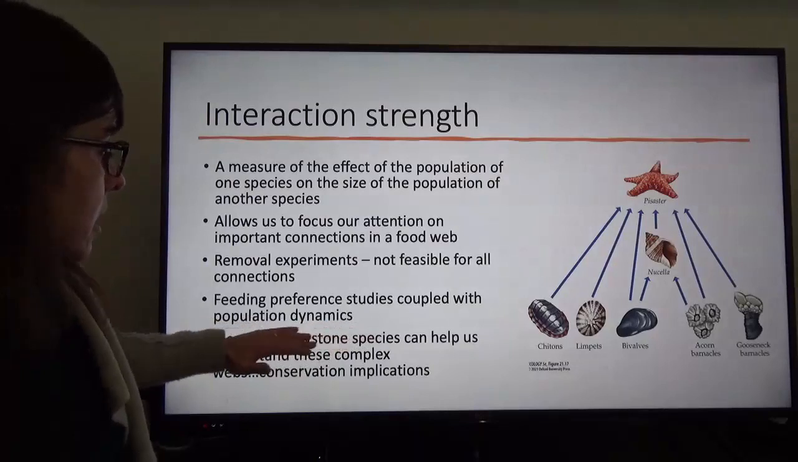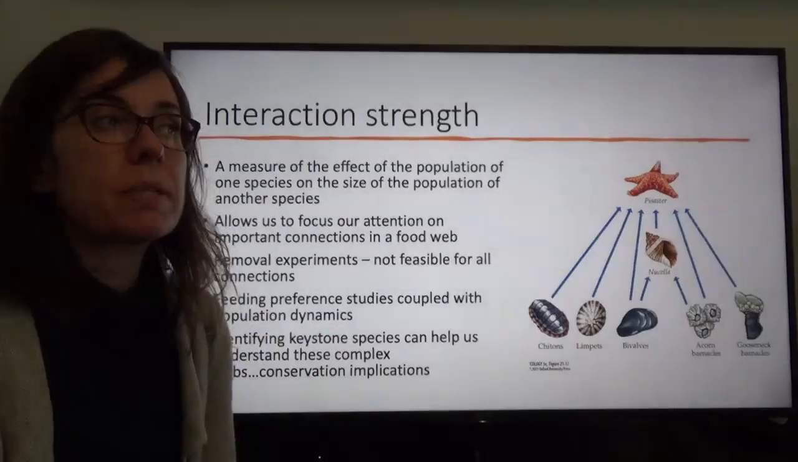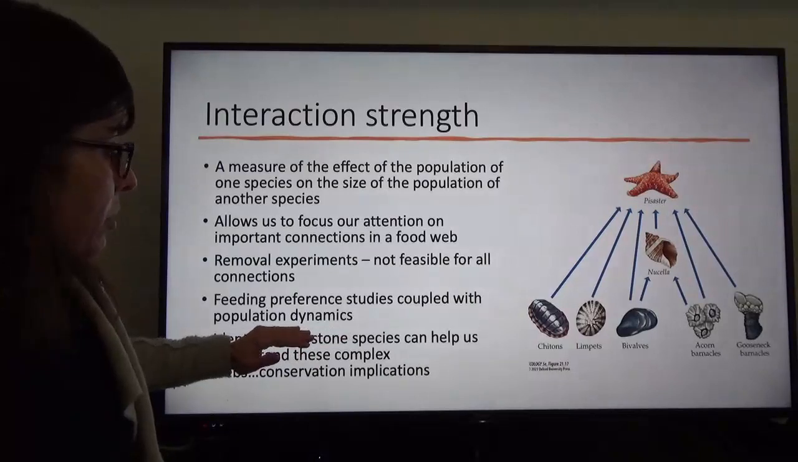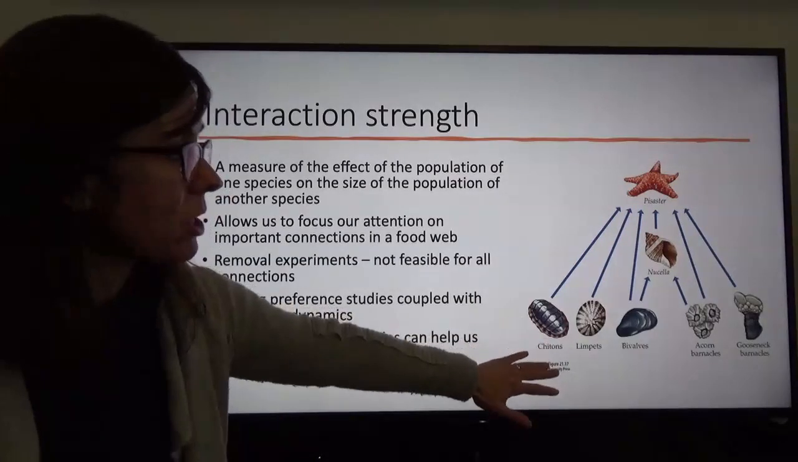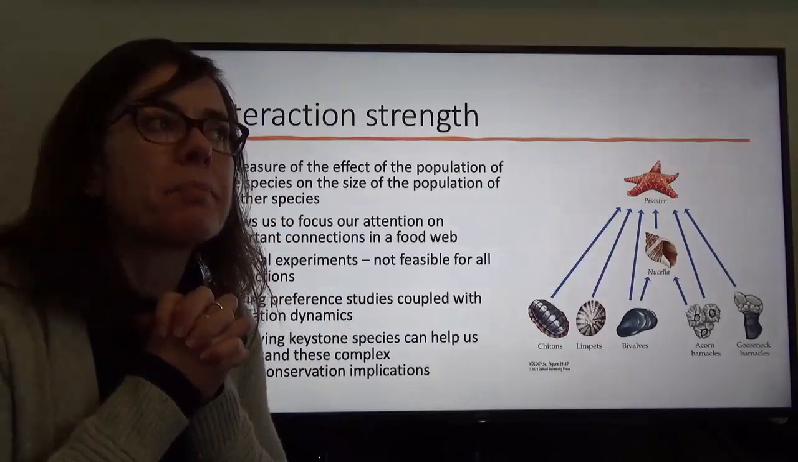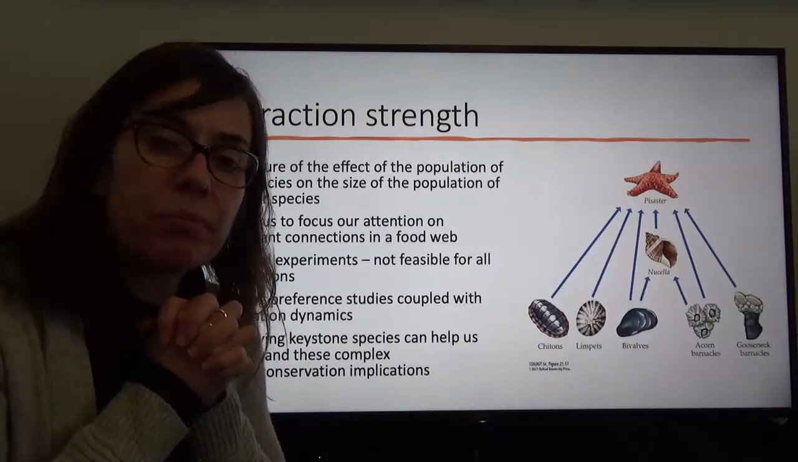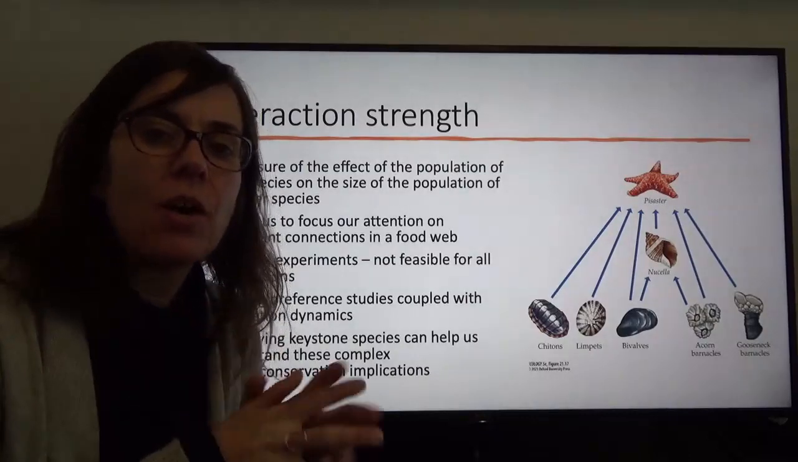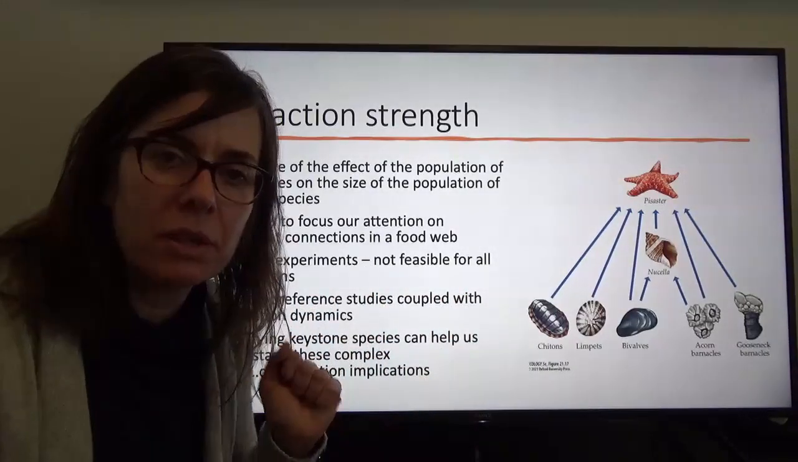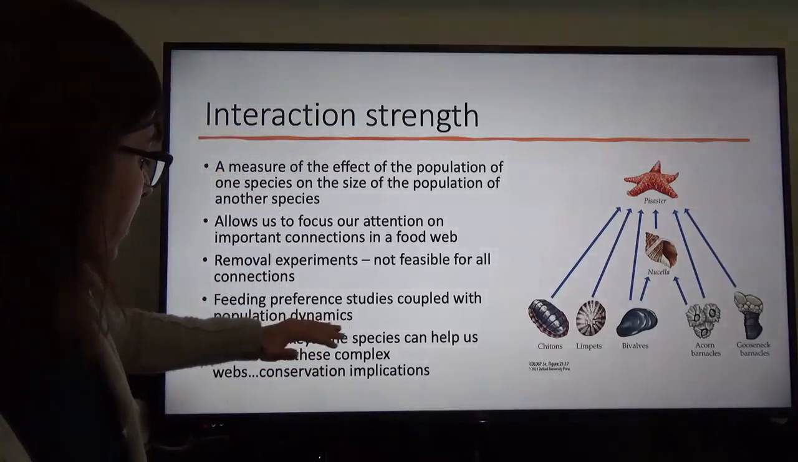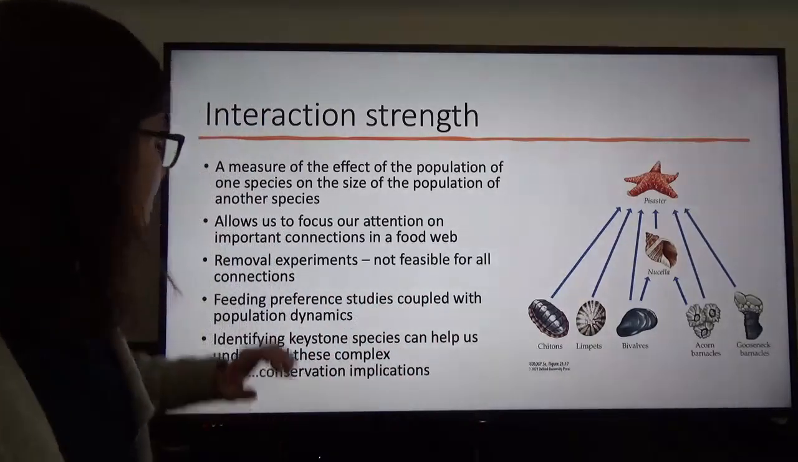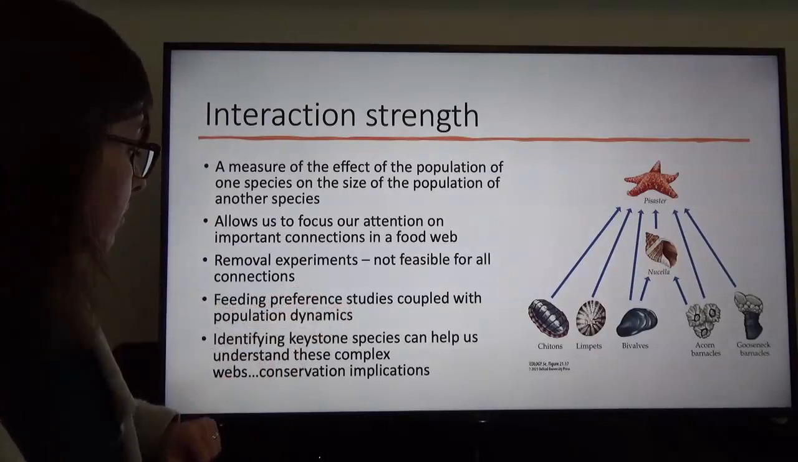So feeding preference studies, where you evaluate which species are feeding preferentially on which other species, and couple that with information on population dynamics. If you know the population of one species and the population of another species, you can look at how related they are to one another. You can imagine back to those graphs of coupled predator-prey cycles we've looked at, like the lynx and the hare, where their population cycles are so tightly connected. If you remove one from the system, the other is going to have a really big problem. And so if we know something about the feeding preferences, we can then couple that with information on population dynamics of these connected species and evaluate how important one is for the other.